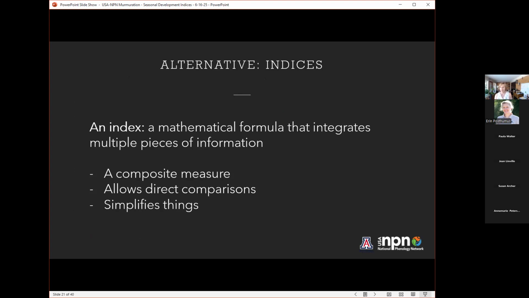An index is a mathematical formula that integrates across a number of different inputs. The best definition I could come up with for an index is that it's a composite measure, meaning that it's integrating among multiple things. The benefit is that it allows direct comparisons. Sometimes the inputs are measured in different units, so you can't directly compare them. If you combine them, then you can make direct comparisons between what that index is doing now and what it was doing in the past. And the intention is to simplify the story.